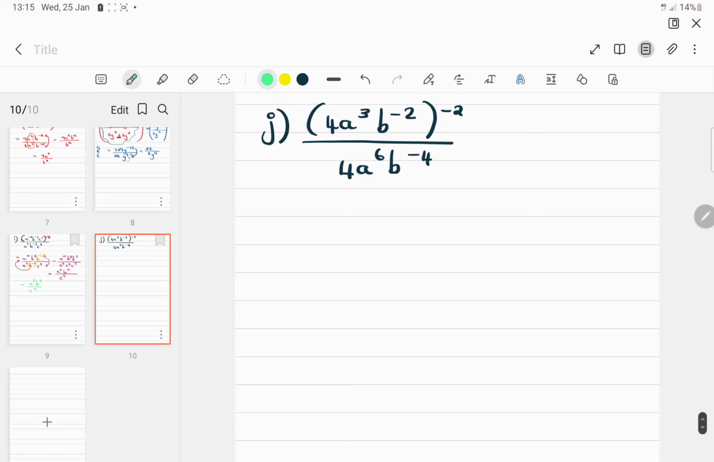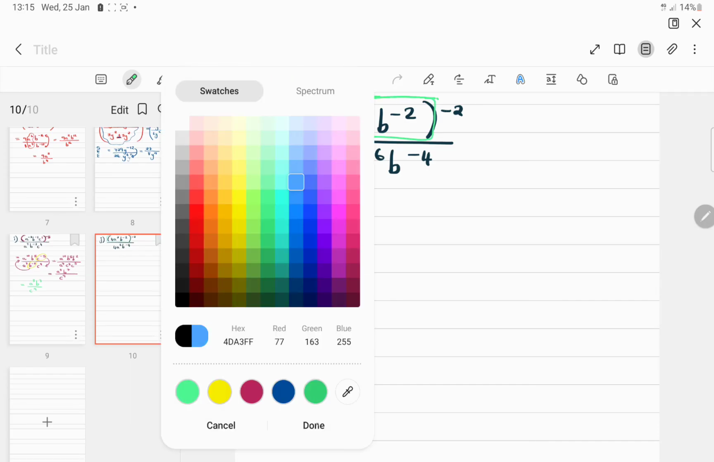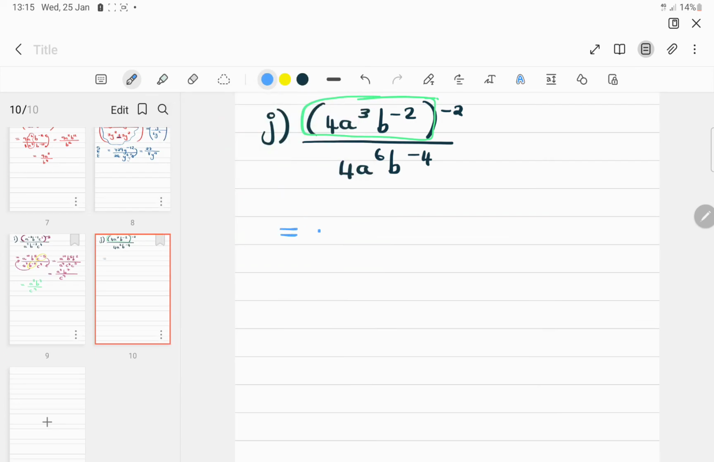Last example. Again, we're not going to do a switch around. Everything inside this bracket is to the power negative 2. So we're going to start with 4 to the power negative 2. A, 3 times negative 2 is negative 6. B, negative 2 times negative 2 is a positive 4. Over 4, A to the power 6, B to the power negative 4.